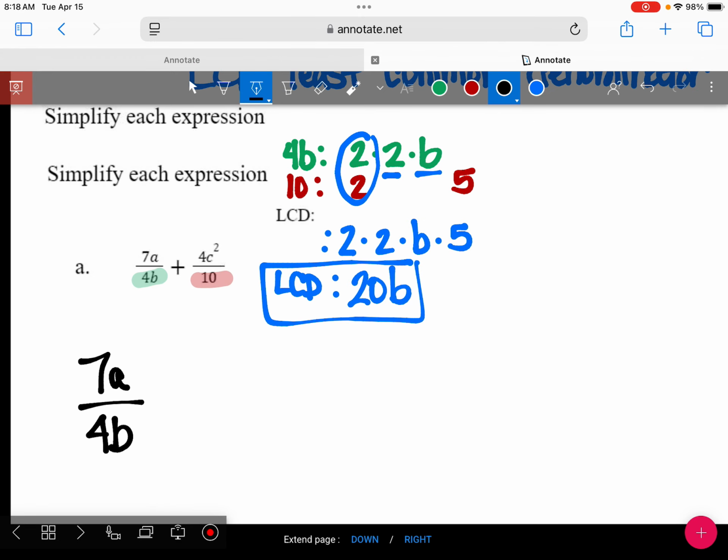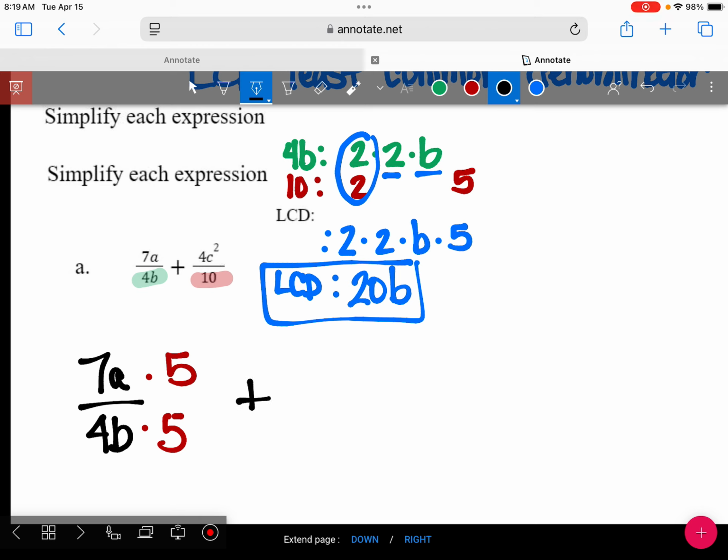So in order to get 20b, what do I need to multiply 4 by to get to 20? Show me with your fingers. What do I have to multiply by 4 to get to 20? A 5. So let's do that. So I'm going to multiply this fraction top and bottom by 5 because remember, I'm trying to get that 20b.